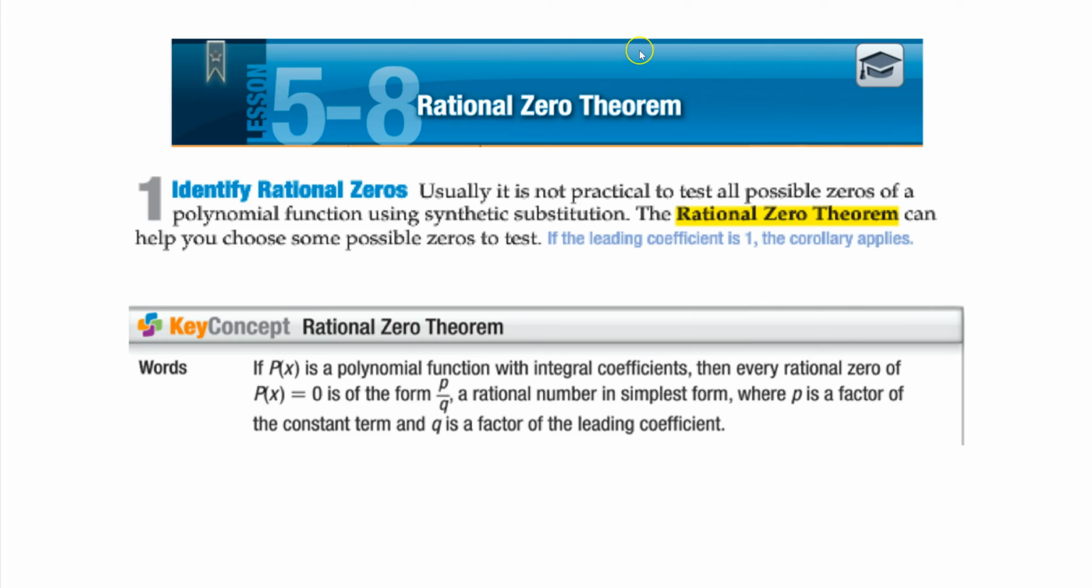5.8, rational zero theorem. So this is kind of the end of this lesson, chapter. And this is very similar to the last lesson, which was how to find all the real zeros. And I'll find the real and imaginary zeros of a function. The biggest difference between this lesson and last lesson is this. Last lesson, I said first thing you do is graph it.